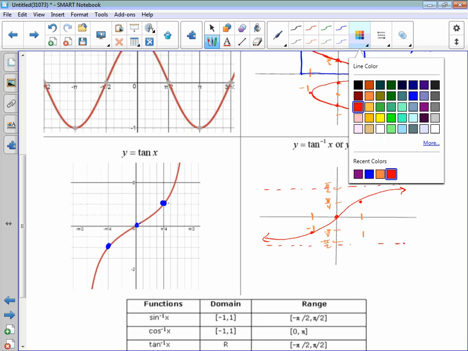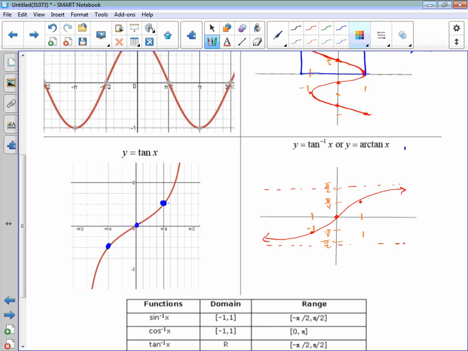So you will use. And our domain is now all real numbers, right? Yeah. Okay. Are the negative pi over 2 and pi over 2 included? No, they're not.